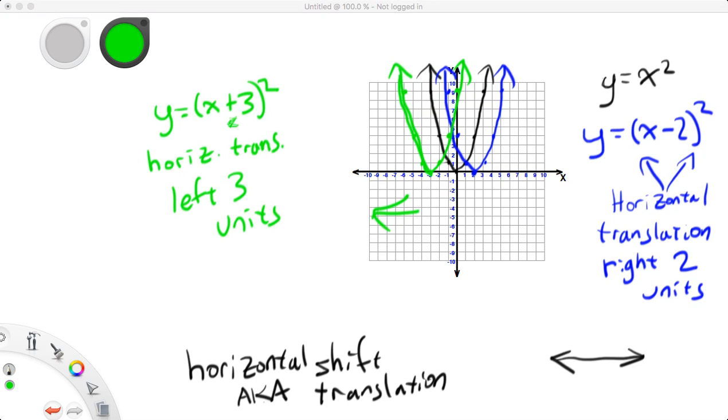And then I end up, once again, with the same looking function as my parent function, if I were a better artist, anyway. But in this case, it's going that way, 3. So just remember, it's going to be the opposite of what you think. When you do x plus 3 in parentheses, you're going to the left. When you do minus 2 in parentheses, you're going to the right. And that is your horizontal translation.